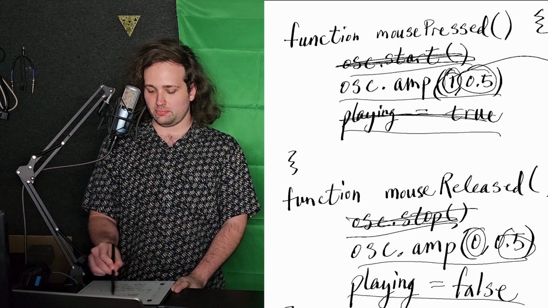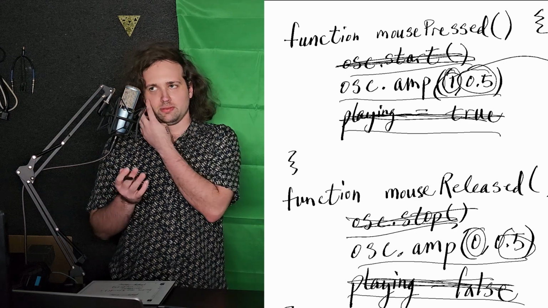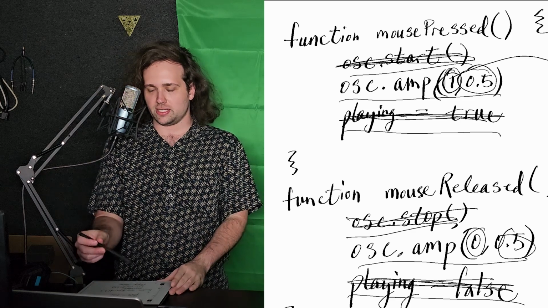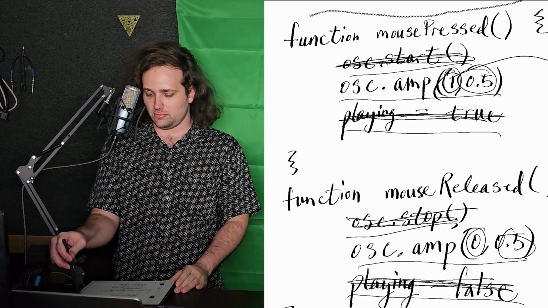We're not going to need a playing variable anymore. There's not going to be any playing variable. I'll just get rid of the if inside of the draw function, so I'll show you how that's going to work. Erase all this.